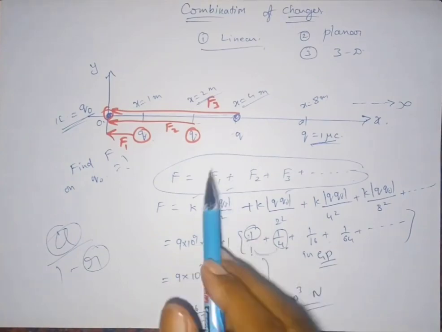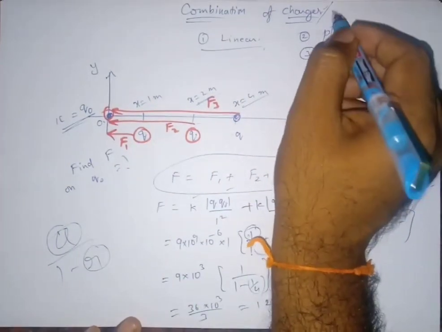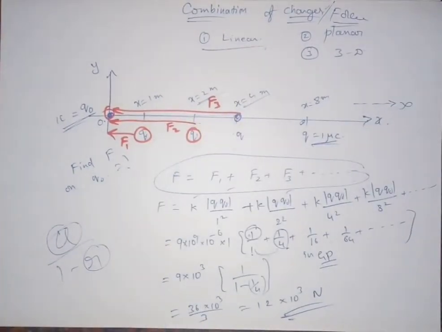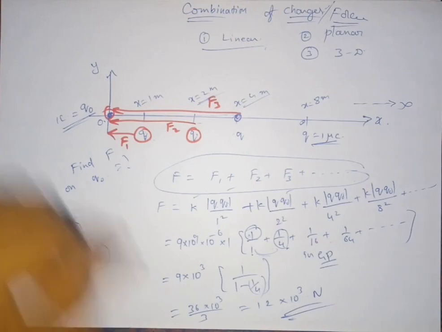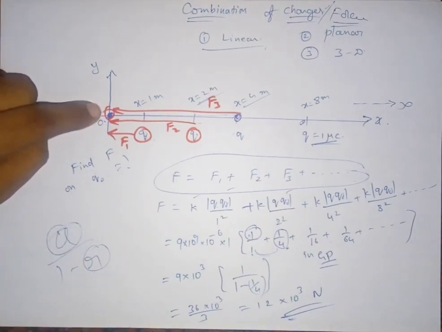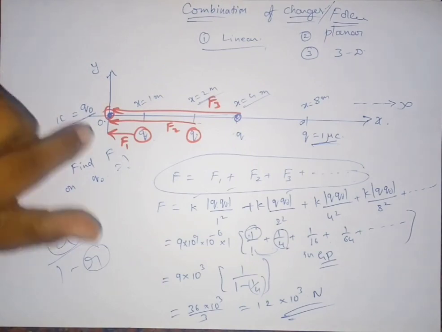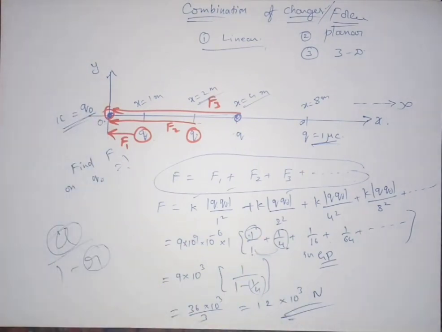So this is a combination of charges and thereby combining the forces. So we have a combination of forces. Of course, they are all Coulomb's forces only. So the one charge is going to experience several forces here, and all those forces are acting upon that. Okay, so that's about the linear combination of charges.